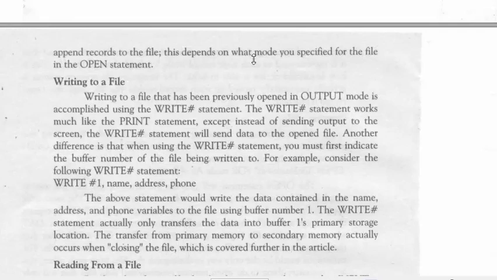Writing to a file that has been previously opened in output mode is accomplished using the write statement. The write statement works much like the print statement, except instead of sending output to the screen, the write # statement will send data to the opened file. Another difference is that when using the write # statement, you must first indicate the buffer number of the file being written to. For example, consider the following write # statement: write #1, name, address, phone.